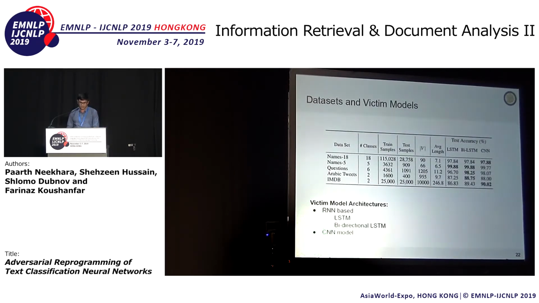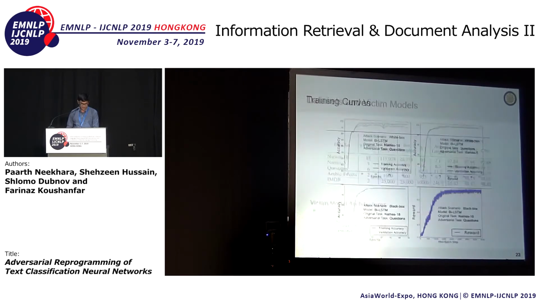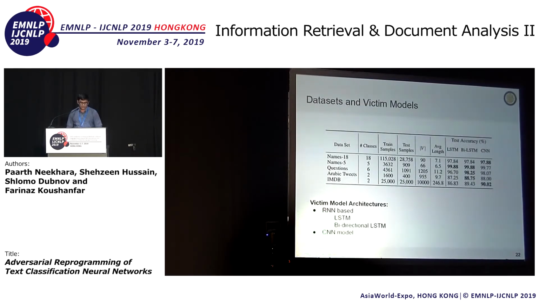Now, I'll just move on to the results because I'm running short on time. These are some of the data sets and models which we'll try to attack. We have some victim models, which are LSTMs, bi-LSTMs, and 1D CNN-based networks, which were trained on these data sets. The first one is names. The second one is questions, the one I talked about in the examples. And then we also have some real-world data sets like Arabic tweets and IMDb sentiment classification data sets.